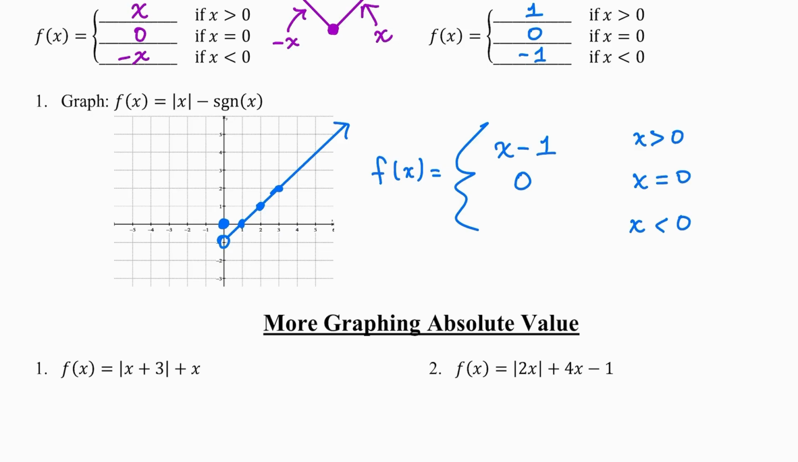What about when x is less than 0? Well, when x is less than 0, the absolute value function is negative x. Signum is -1. And if you subtract these two pieces, we end up getting negative x plus 1. So this is that piece of the function. When x is less than 0, it's the line negative x plus 1. So it has a y-intercept at 1, has a slope of -1, and it's for less than 0, everything to the left of 0. So this is your introduction to how we graph the absolute value of x minus signum of x using piecewise functions.